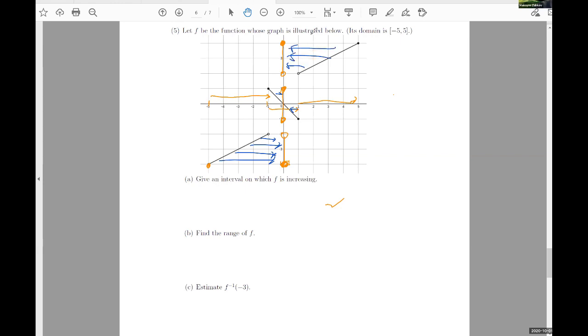So the answer for this problem for part B is from negative, I believe, 4 to negative 2 open circle, union from negative 1 to 1, and union from 2 to 4. And 2, I made a mistake, is going to be an open parenthesis. Okay, so if you did this problem, just let me know if you got the same answer.